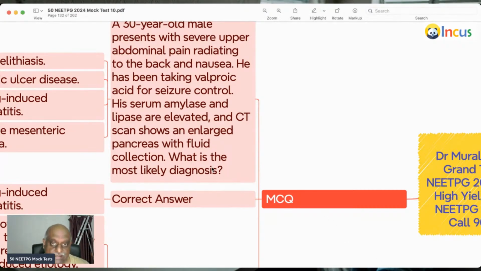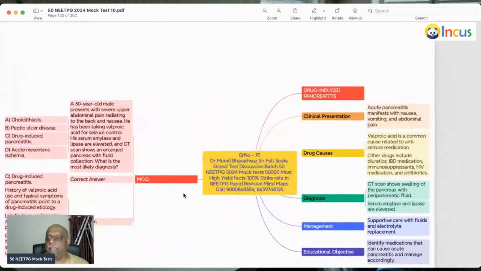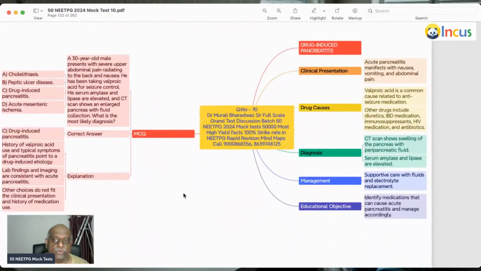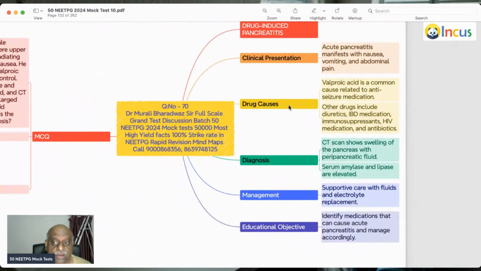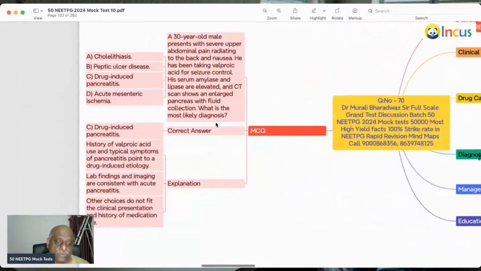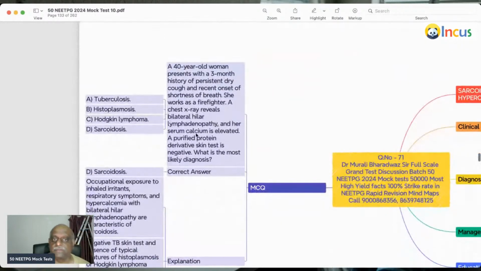So, doctor, valproate is one of the causes for drug-induced pancreatitis. Diuretics, IBD medications, immunosuppressants, HIV medications, antibiotics, they all can lead to drug-induced pancreatitis.